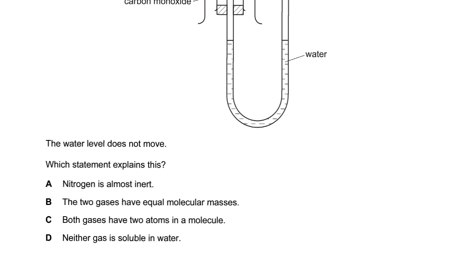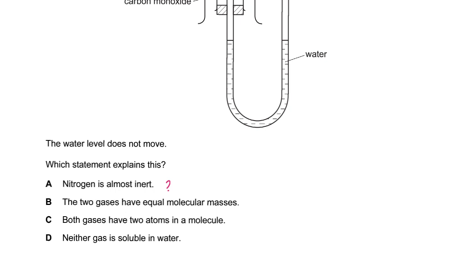So the water level does not move. Which statement explains this? Nitrogen is almost inert. Well, inert means it's not reacting. We don't really talk about what's reacting and what isn't so far. So if you have doubts, you can mark it as, well, I don't know so far. Maybe it could be the right answer, maybe it's not. Let's see. The two gases have equal molecular mass. Is that true or not?